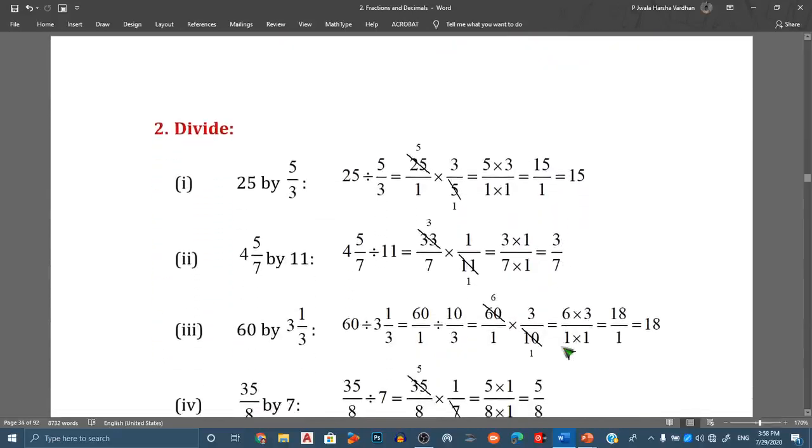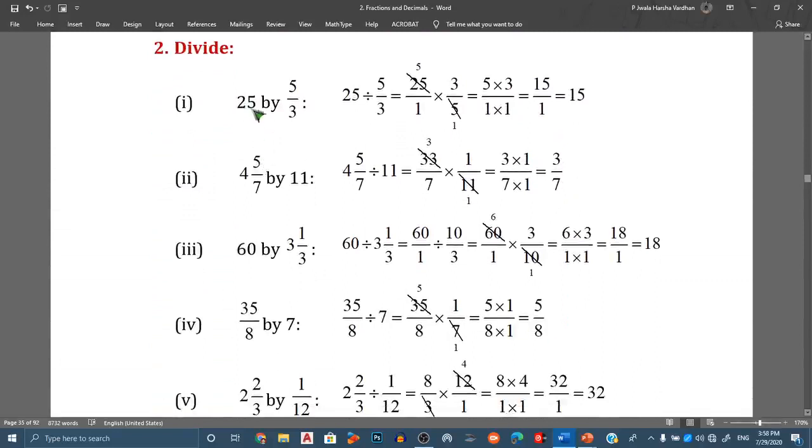Next, second problem, divide. 25 by 5 by 3. What is the meaning of by here? It's division. So division symbol you have to write. Simply replace by with division. So 25 divided by 5 by 3. So how can you write 25 in the form of fraction? 25 by 1. Convert division into multiplication. Take the reciprocal of 5 by 3, which is 3 by 5. You cancel 5 1s, 5 5s here. So 5 3s are 15 by 1 1s are 1, which is 15 by 1, 15.